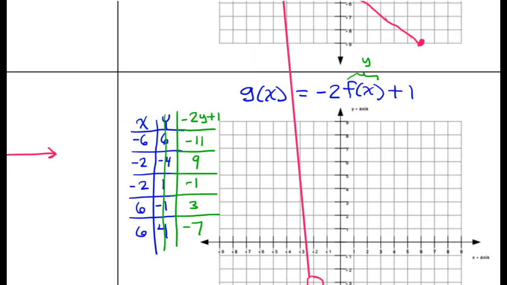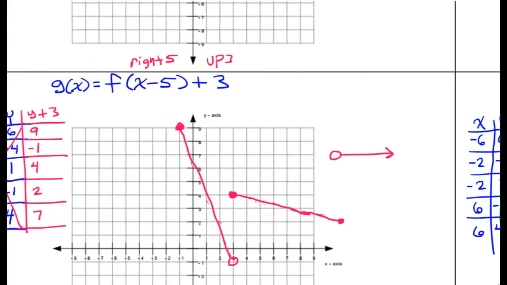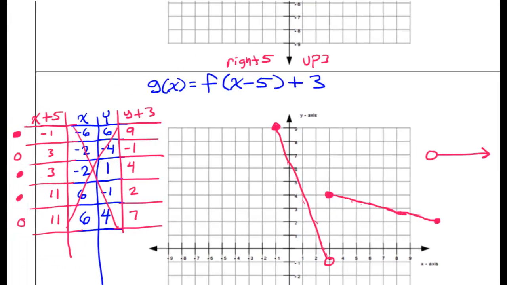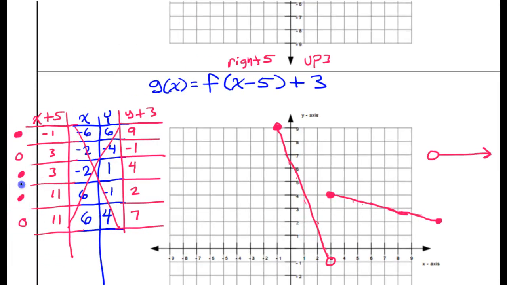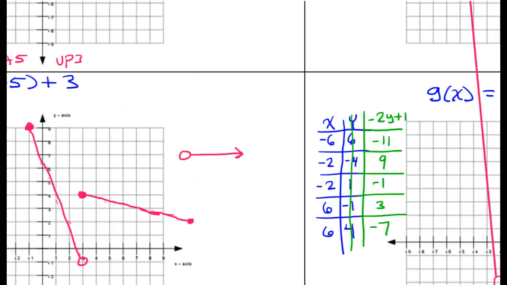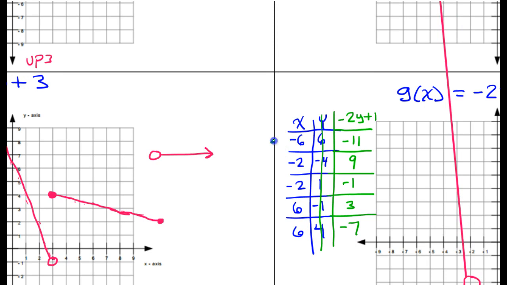As I plot the points, I have been memorizing which points are open circles and which points were closed circles. So it went closed, open, closed, closed, open. So I'm just going to copy that here. So it was closed, open, closed, closed, open.